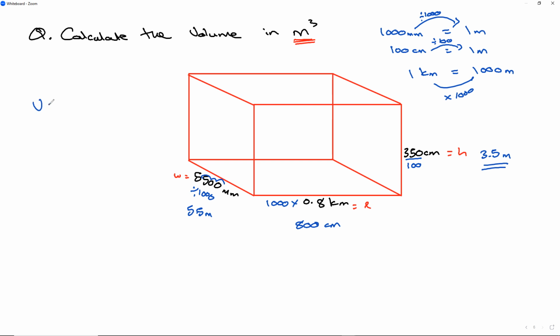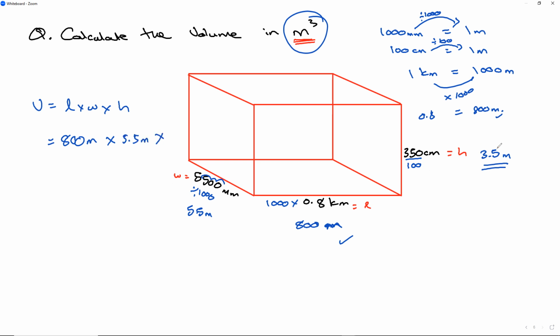And so volume will be given by length times width times height. The length, in this case here, it's supposed to be times 1,000, not centimeters. This should be meters. So the length is 800 meters, multiplied by the width. So that's 800 meters, quite a big one. Remember, just double check that. We got 0.8 over here, so that would be 800 meters over there. And what we want to do is get everything into meters. So that's correct. This should be meters. And multiplied by the width, which is 5.5 meters, not drawn to scale. And then 3.5 meters for the last one there.